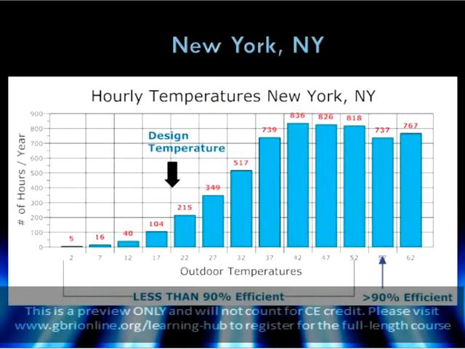This is New York City. Their design temperature is about 20 degrees outside. If you're looking at a simple reset schedule, and you're going to be replacing your boiler, most of your winter, as you can see, that boiler will be less than 90% efficient. It won't hit 90% efficiency until it hits 52 degrees outside, and actually 57 degrees is when it'll start to really turn into a 90%. Down at the bottom, close to the design temperature, 32, 37, you're in the mid 80% efficiency.